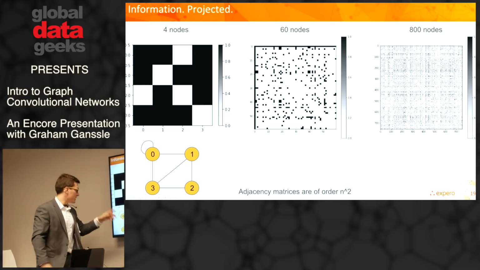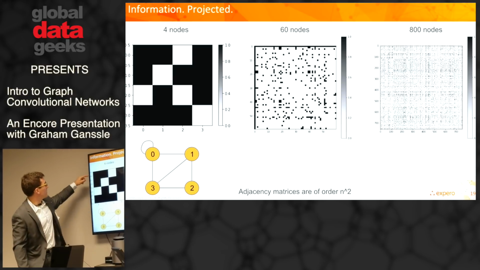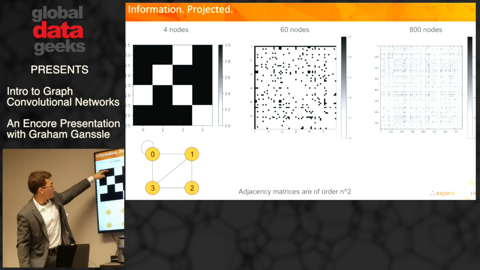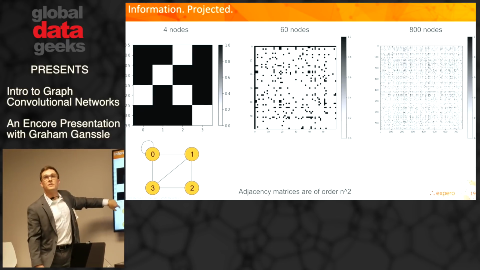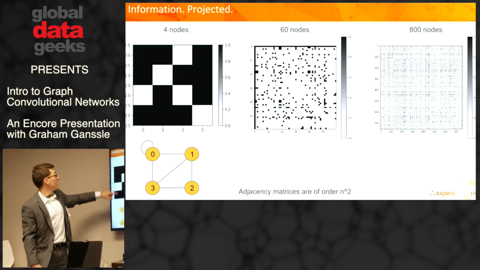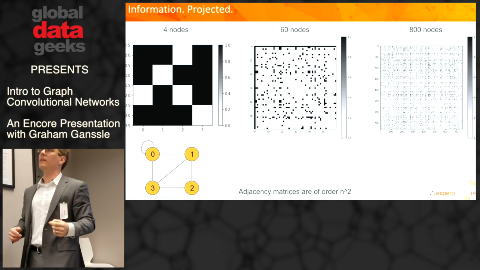So let's look at this. 0 node is connected to 1 node. So if you go to the 0 node, that's connected to the 1 node, black 1 pixel. 0 is also connected to itself. Self-connections are a thing. The 0, 0 node has a 1 pixel. Cool? Got it? That's an adjacency matrix. Which things are connected? How are they connected?